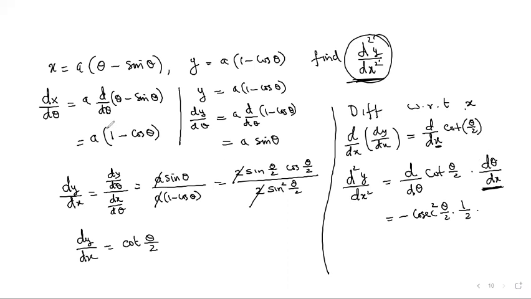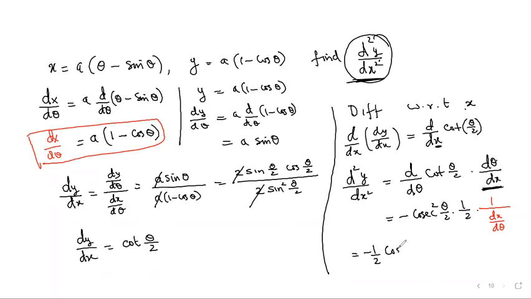So dx by d theta, from here. Here we have dx by d theta. From here we'll have to replace. So I will write this as 1 upon dx by d theta. So it became minus 1 by 2 cosec square theta by 2 into 1 upon a into 1 minus cos theta. I hope you have understood this.